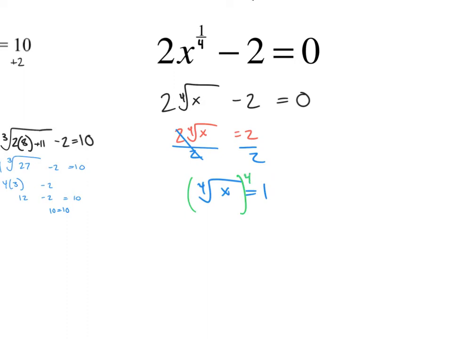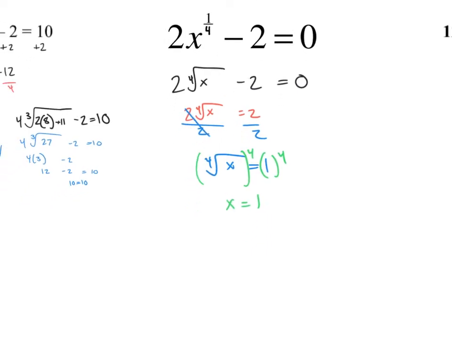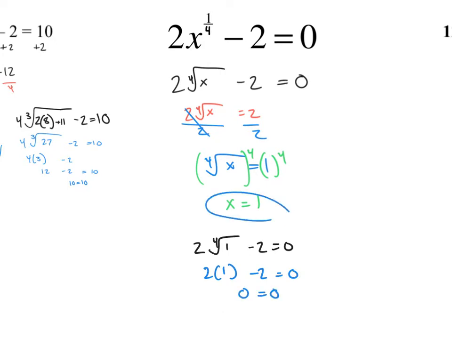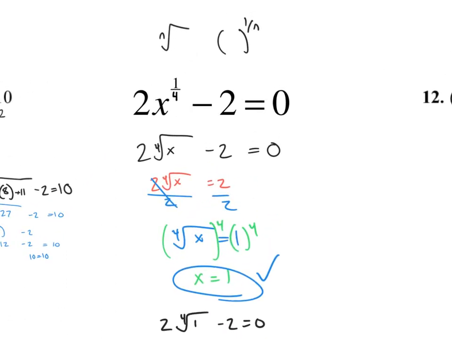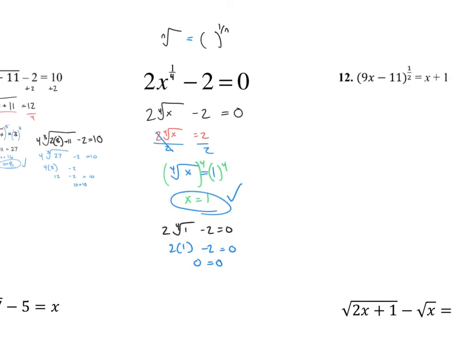To get rid of a 4th root, we're going to need to take both sides to the 4th power, and we get that x is equal to 1. And we can double check this back in the original setup. So if I have the 4th root of 1, 4th root of 1 is 1. So this is 2 times 1, which is a 2. 2 minus 2 is 0. This answer does indeed check out. So this problem is virtually the same. Just recognize that something to the 1/4 power is the same thing as it being to the 4th root.